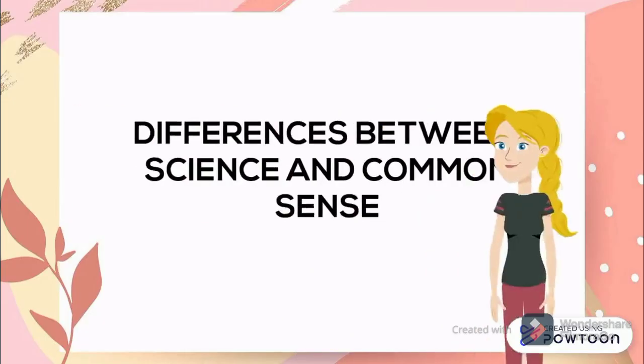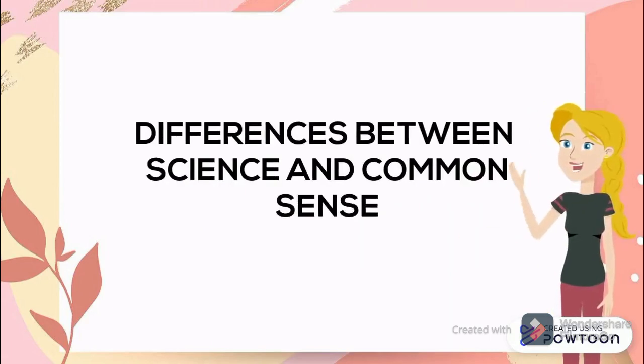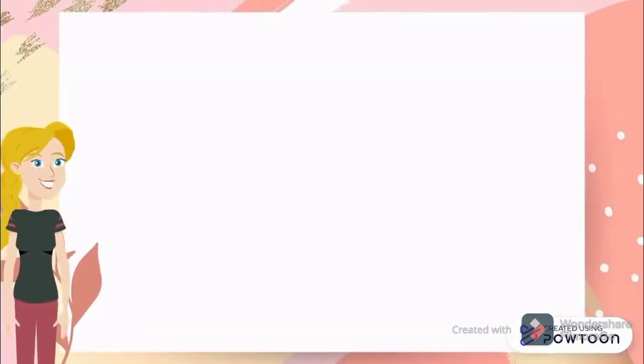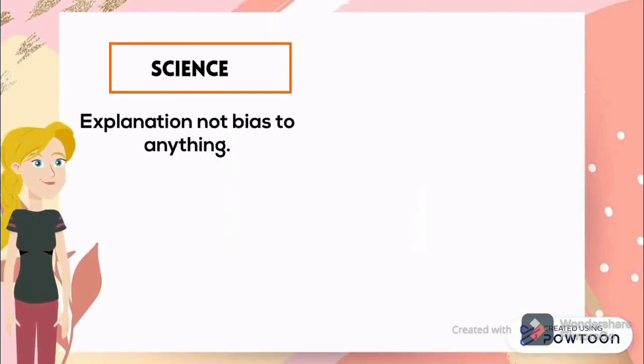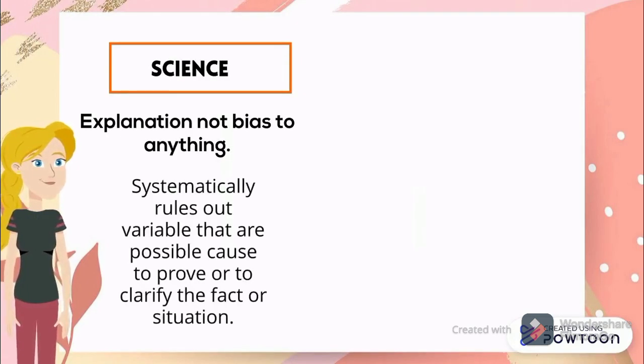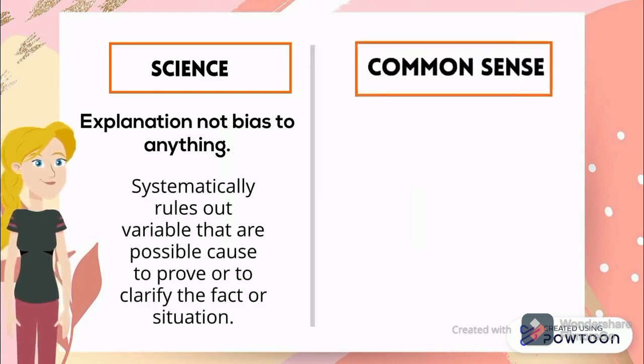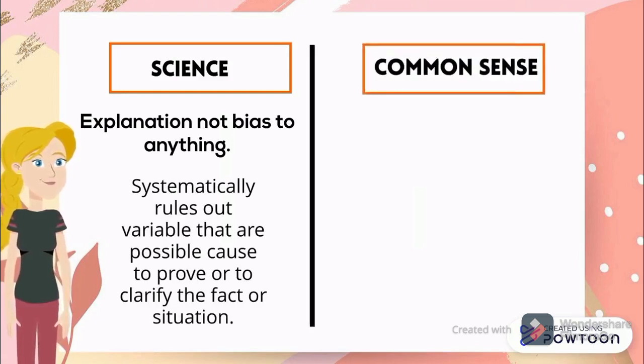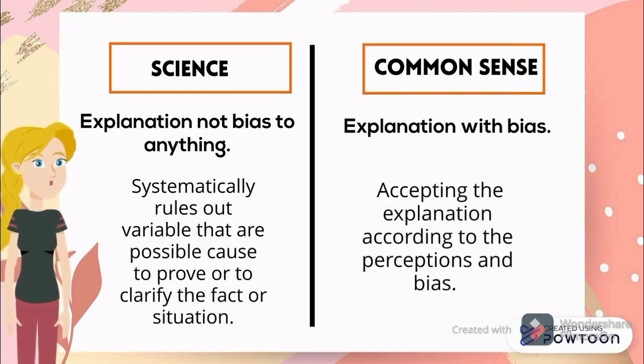The differences between science and common sense. First, in science, the explanation is not biased to anything. Science systematically rules out variables that are possible causes to prove or to clarify the fact or situation. In common sense, the explanation is with bias. Common sense accepts the explanation according to perception and bias.